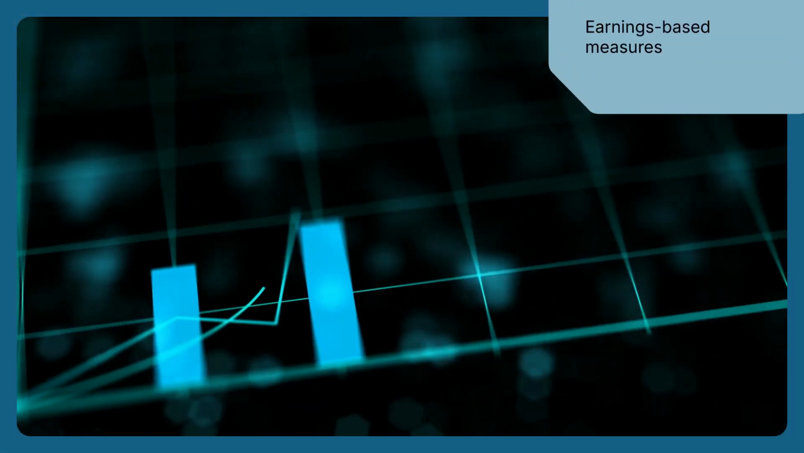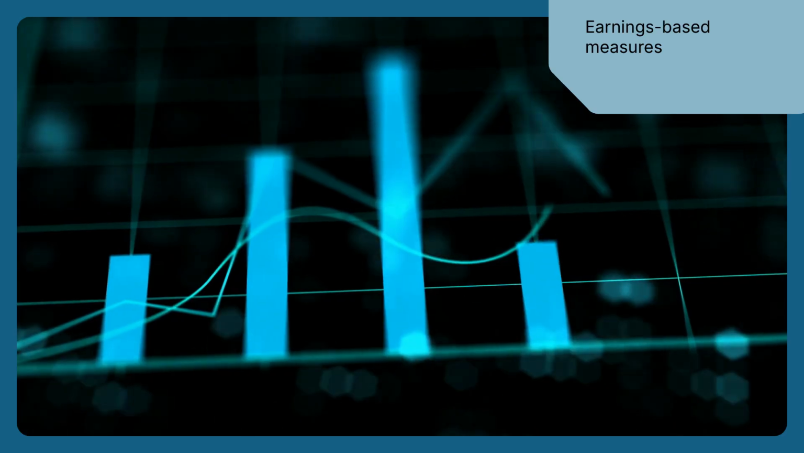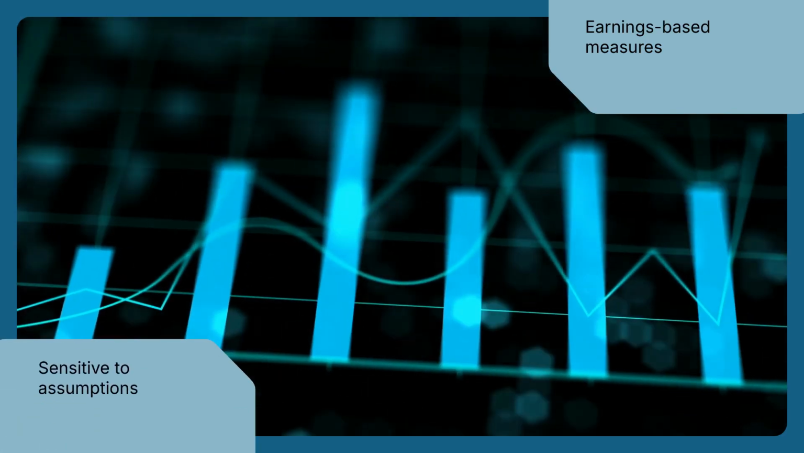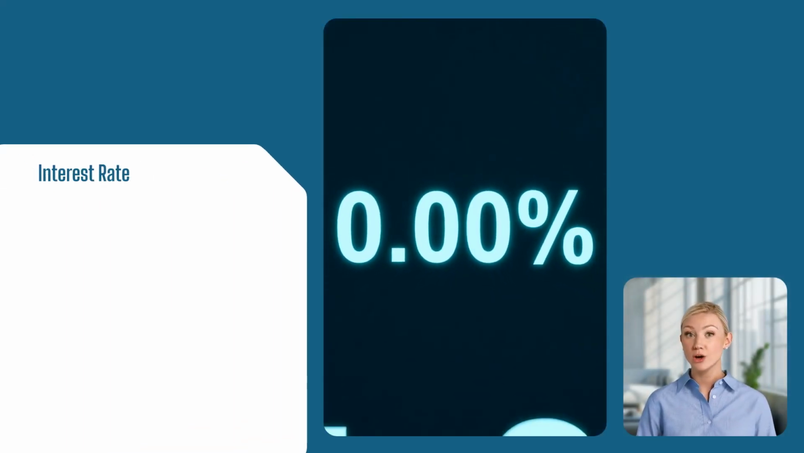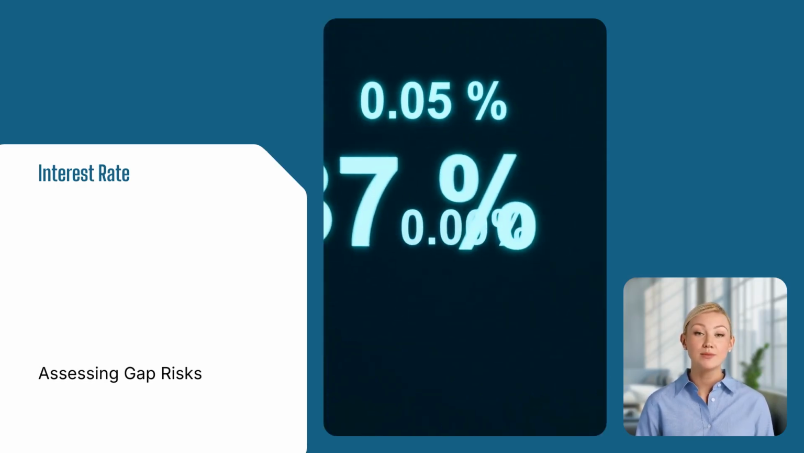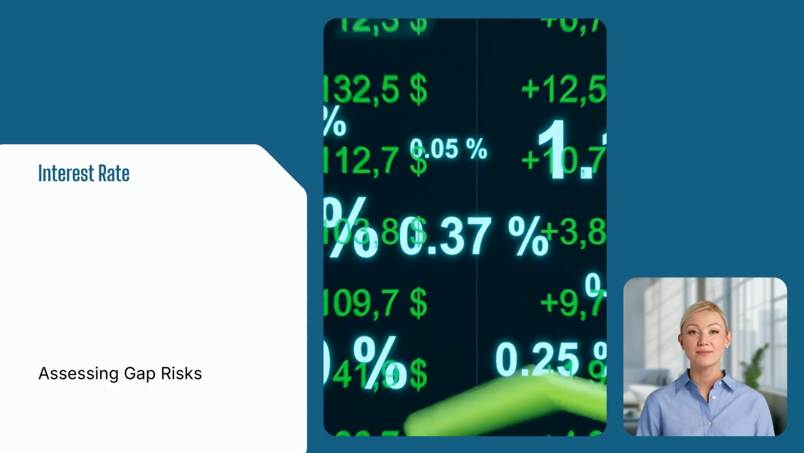Earnings-based measures assess changes in net interest income over a short time horizon. They consider future business and are sensitive to assumptions about customer behavior and management responses. Interest rate shock scenarios are derived from historical data and global parameters. They help banks assess parallel and non-parallel gap risks, ensuring a prudent approach to managing interest rate risk.